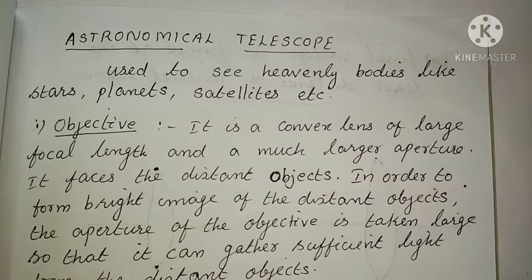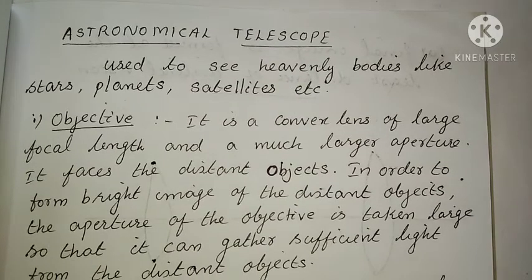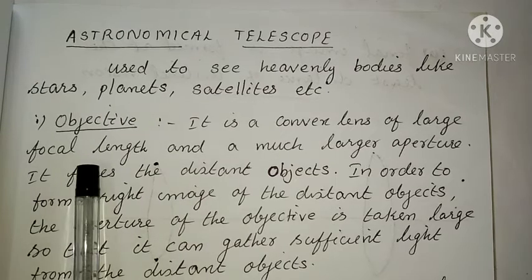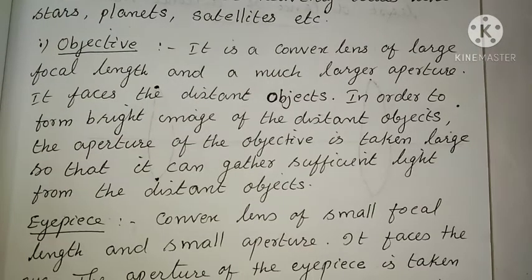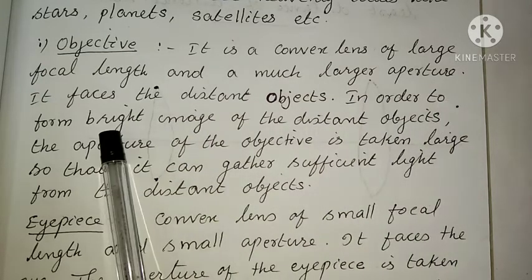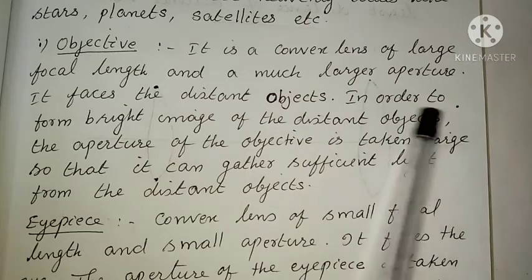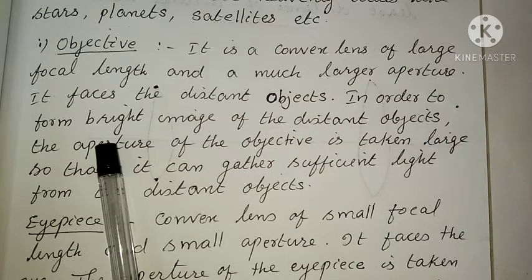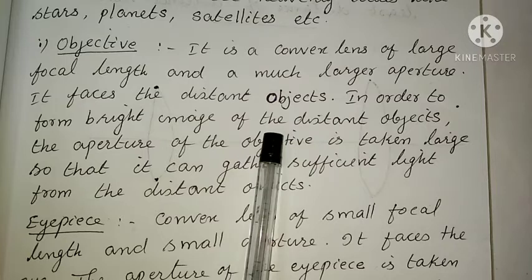First, we want to study about the astronomical telescope. You know that it is used to see heavenly objects like stars, planets, satellites, etc. In the astronomical telescope, there are two lenses used. One is the objective and the second one is the eyepiece. The objective is a convex lens of large focal length and a much larger aperture. It faces the distant objects.